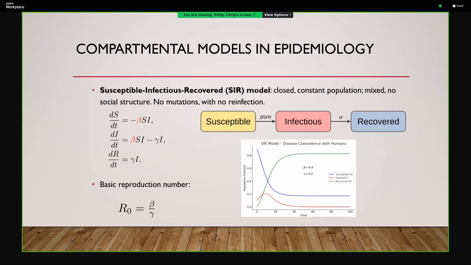And there's no reinfection. With so many conditions, this model is almost not useful. Why do we do that?